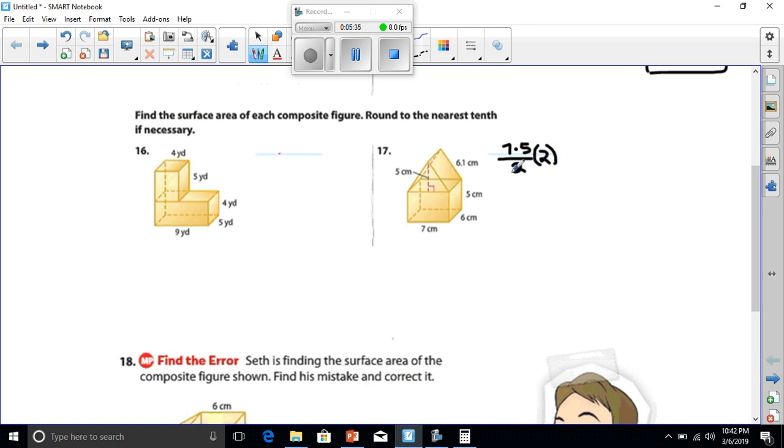Well, that tells me I can get rid of the 2's. It's just going to be 5 times 7, which equals 35. That's the area of my two triangles. Okay. Now I have the rectangles. Well, this looks like, yeah, it's centered here. So that means this is going to be 6.1, which means this will probably be 6.1 as well.